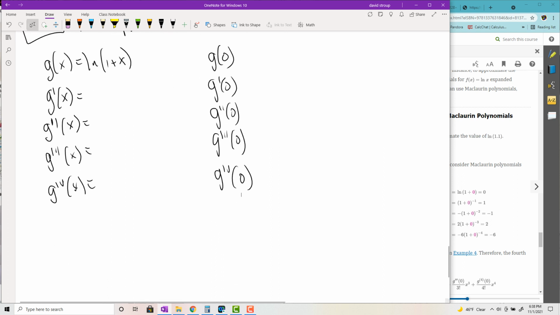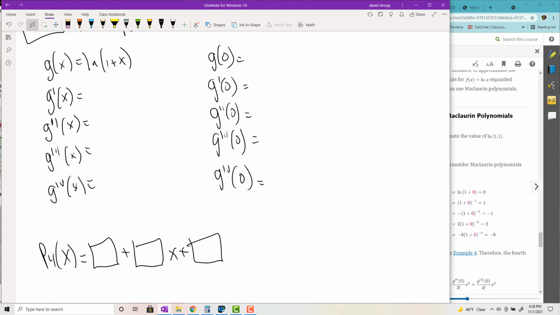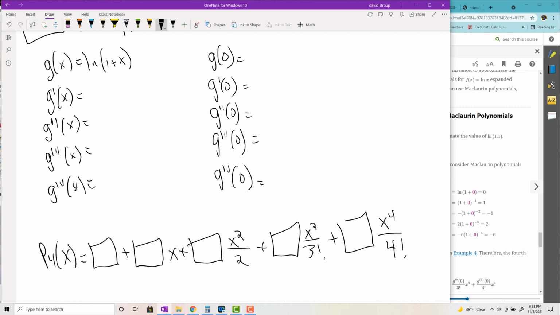And then I'm going to go to my polynomial, just set it up as a fill in the blank. I have to get all the busy stuff done first. Blank plus blank x plus blank x squared over 2 factorial, which you could just write as 2, plus blank x cubed over 3 factorial, plus blank x to the 4th over 4 factorial. Okay, we're ready. So the first derivative, 1 over 1 plus x, 1 over the guts times the derivative of the guts. That will just be 1 plus x to the negative 1.